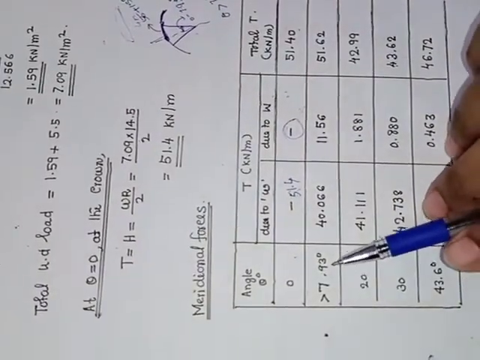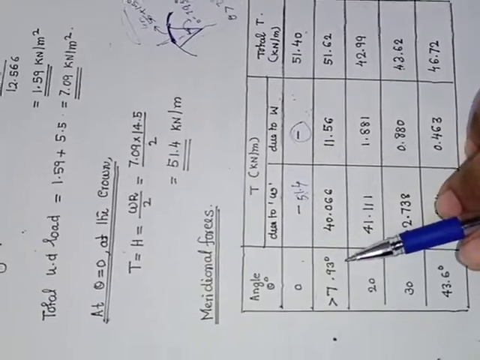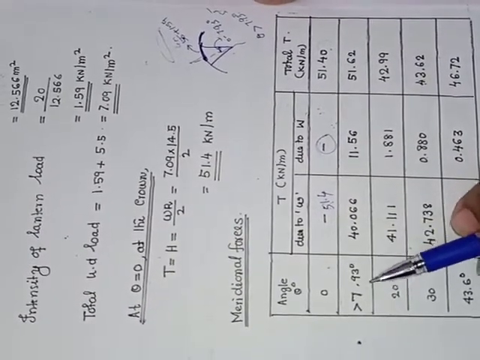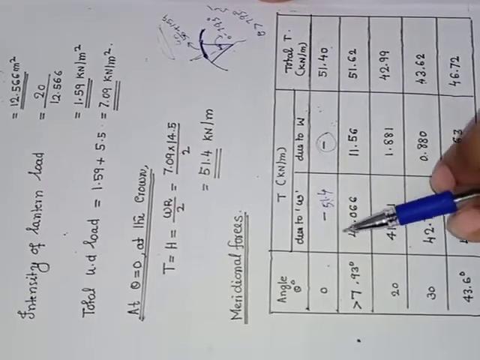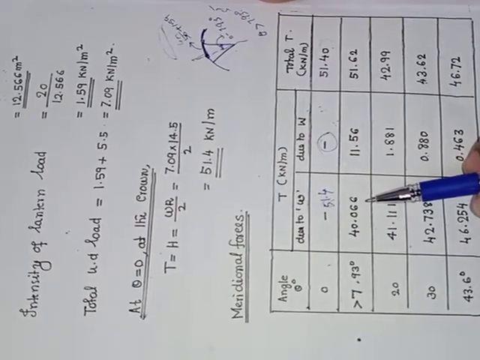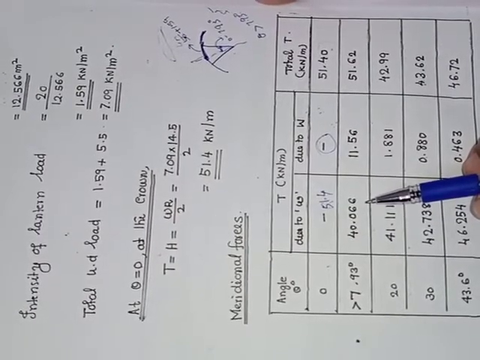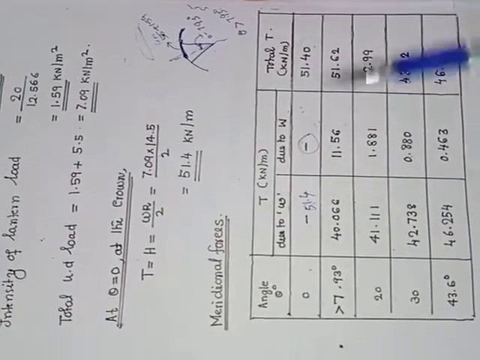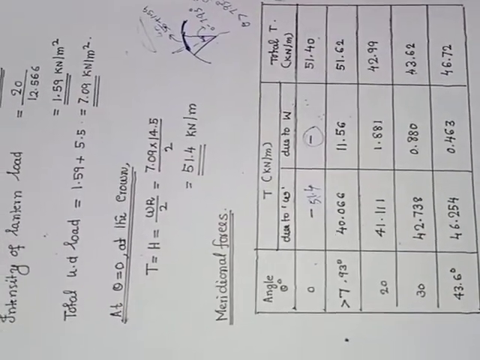And for an angle less than 7.93 degrees, or we will consider it as 7.93 degrees, we will similarly find out the meridional thrust due to this UDL and due to the point load. You can see the equations here.